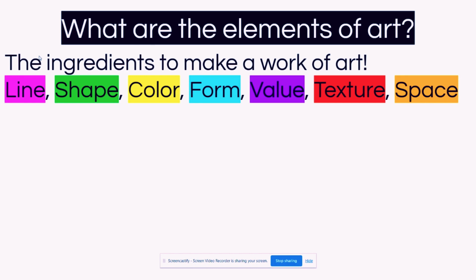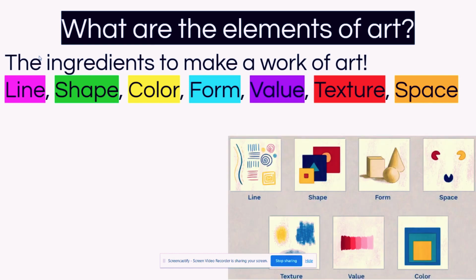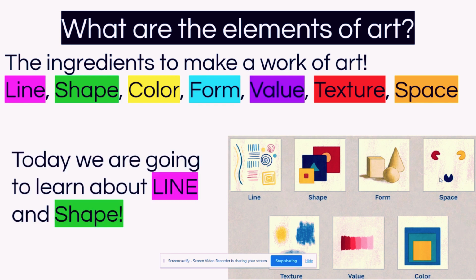So line, super easy, right? It's when you make a mark on a page, a line. Sometimes your lines will close to create a shape, okay? Sometimes you might make a shape that is 3D. If you see this picture right here, you can see it's 3D, like if you're using clay, that's called form. You can say form. Sometimes you're going to use the space of your paper in an interesting way, and that's called using space. Say space.